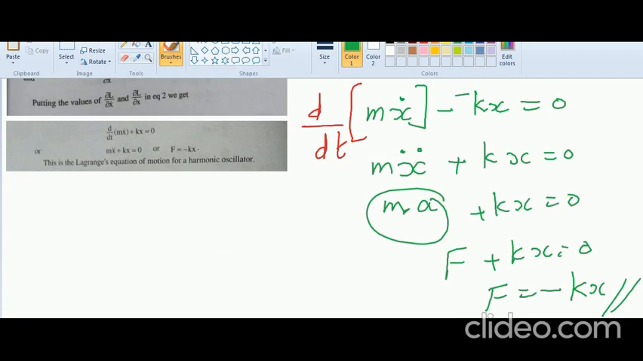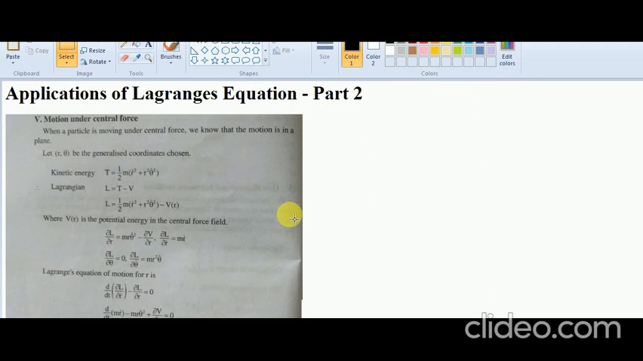Okay, students, as a next application, let us consider a particle moving under central force. Central force, like for example, an object moving under gravity force or such a force. A particle moving under central force. So here, which are the generalized coordinates in this case?